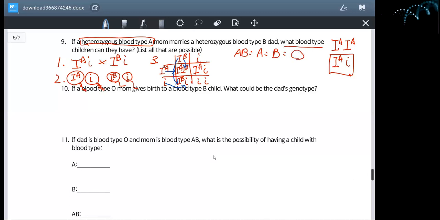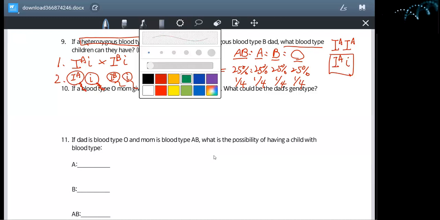So what type of children can they have? They can have all 4 kinds, and they have equal chances, 25%, 25%, 25%, 25% of each individual one. You can write that, or you can write 1/4 probability. Either way works for me. Okay, move on to number 10.